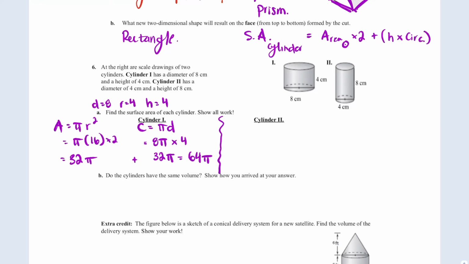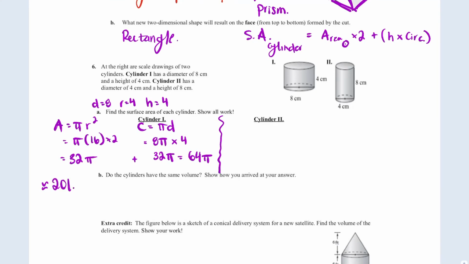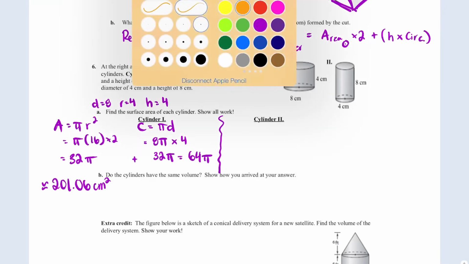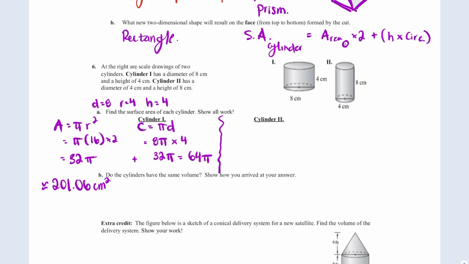And so now we can type this into our calculator here. 64 times pi. So I get a surface area of approximately 201.06. And we are in centimeters, so centimeters squared. All right, let's go ahead and work with cylinder 2. So cylinder 2, the diameter is 4, which means that the radius is 2, and the height of this cylinder is 8.